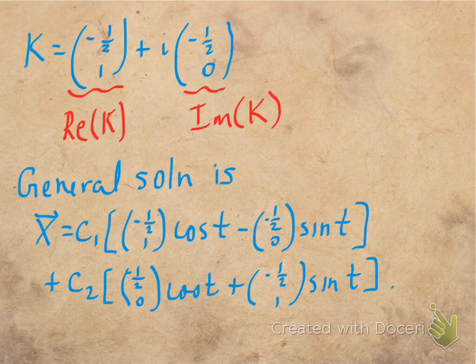So our theorem tells us that the general solution is of the form c1 times the vector negative 1/2, 1 cosine t minus negative 1/2, 0 sine t, plus c2 times negative 1/2, 0 cosine t plus negative 1/2, 1 times sine t, because beta in this case was 1 and alpha in this case was 0.